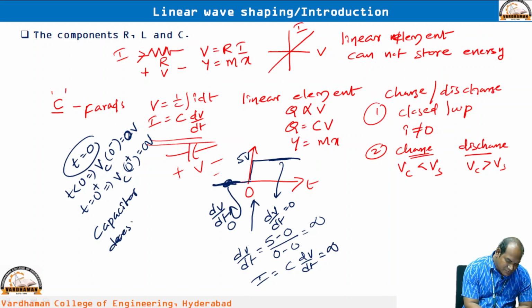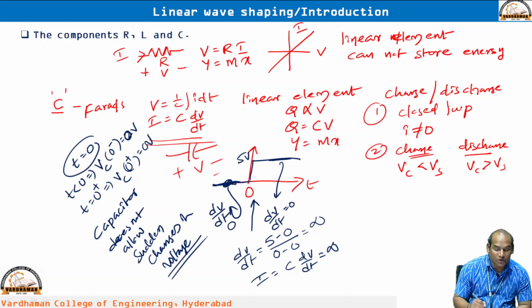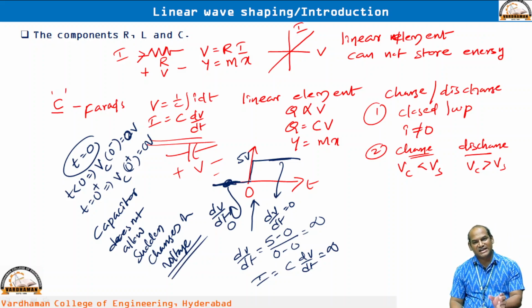Capacitor does not allow sudden changes in voltage. This is the key point you have to remember. To understand low pass filter or high pass filter operations also, you should know about the capacitor action. The capacitor does not allow sudden changes in voltage, but the capacitor allows sudden changes in current. So, these are the important points regarding the capacitor. Thank you.